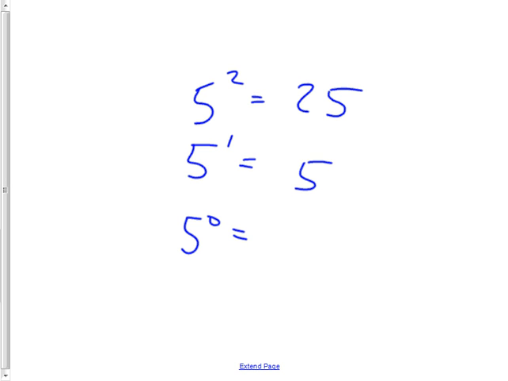5 to the 0 power shouldn't be the same thing as 5 to the 1st power. It should be smaller than 5. And what did we go to get from here to here? We've got 1/5 as big, right? What's 1/5 as big as 5? 1. So it makes sense. It'll work for all of them.